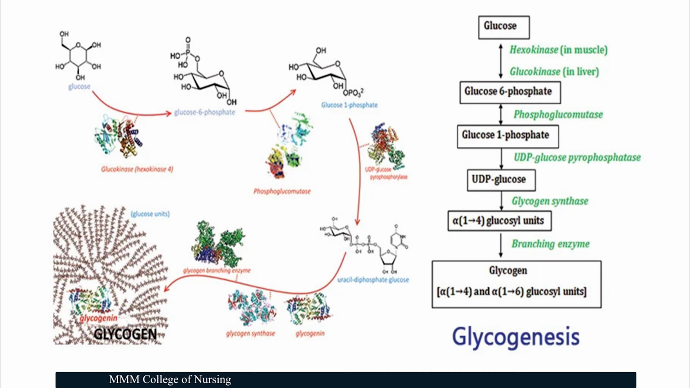On the left side of the diagram, you can see the actual structural changes. Glucose being phosphorylated, then glucose 1 phosphate, then UDP glucose, then the growing glycogen chain with the branching enzyme creating the highly branched glycogen structure. Practice drawing and labeling this complete pathway. It's a frequently asked question in exams.